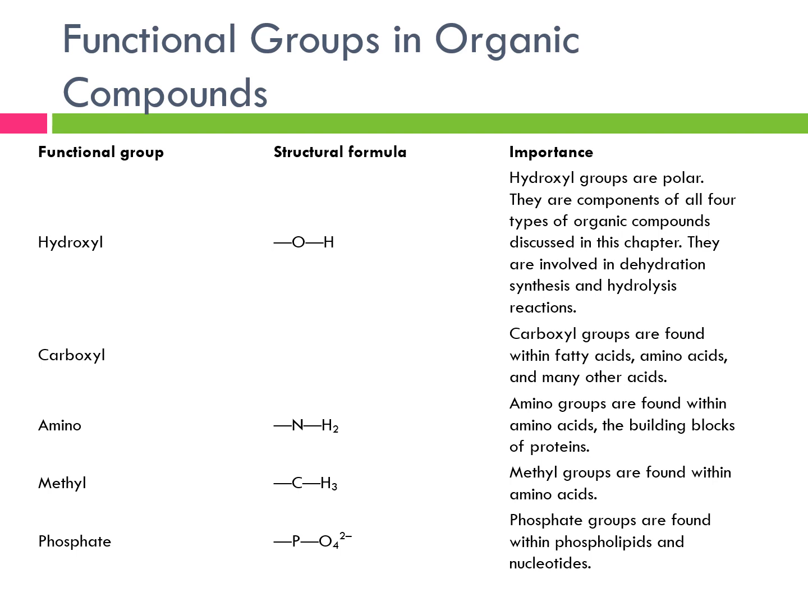The carboxyl group is found within fatty acids, amino acids, and many other acids. The amino group is found within amino acids, which are the building blocks of proteins. The methyl group is also found within amino acids. And the phosphate groups are found within phospholipids and nucleotides.